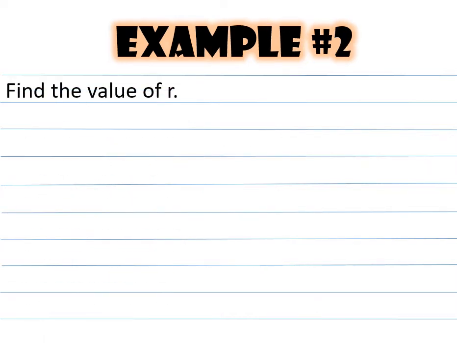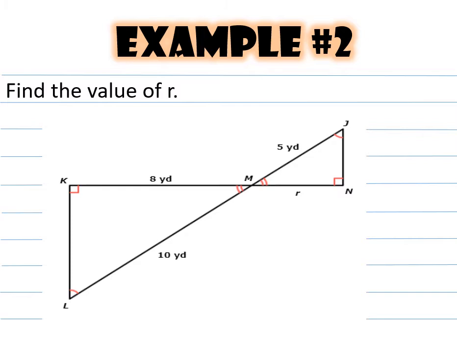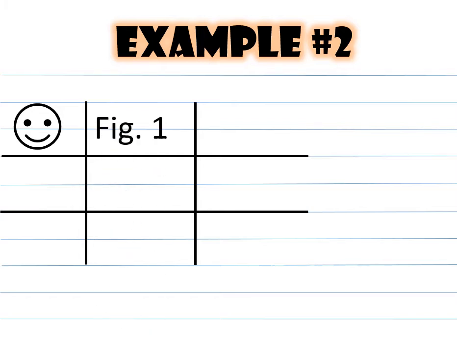Example number 2, find the value of r. So we've got two similar triangles. We have a diagonal of 10 yards, a base of 8 yards. We have a base of r and a diagonal of 5 yards. We're going to set up a tic-tac-toe board to solve this problem. So we're going to write down figure 1 and figure 2, but instead of putting base and height, we're going to say diagonal and base.